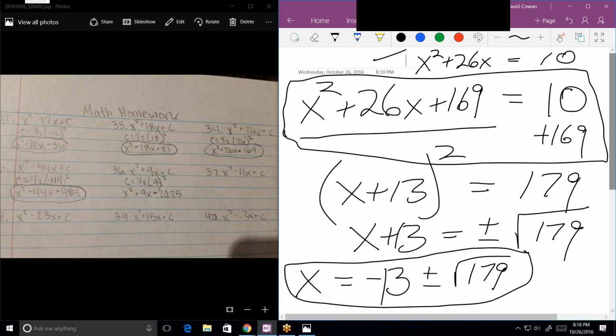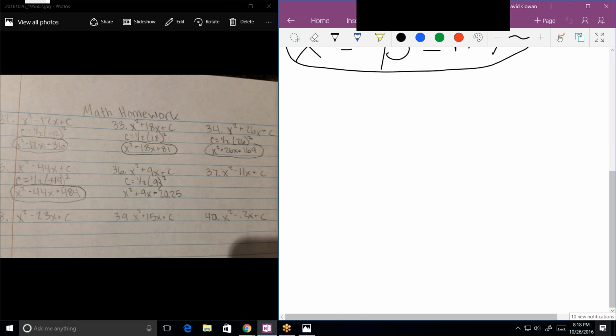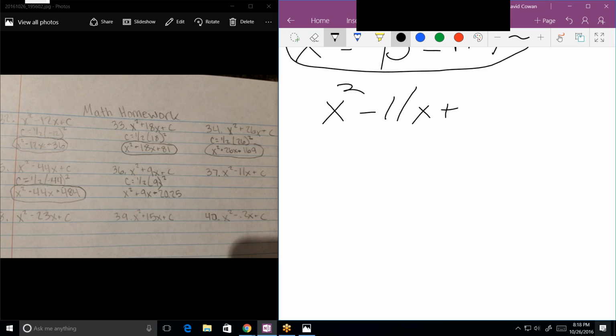I was just confused about number 37, since it's not a perfect square, how you would set that up. Take half the coefficient and square it. What is that? So 5.5? Well, let's not use 5.5. Let's use 11 halves. So squaring it would be 121 fourths. My bad, fourths.